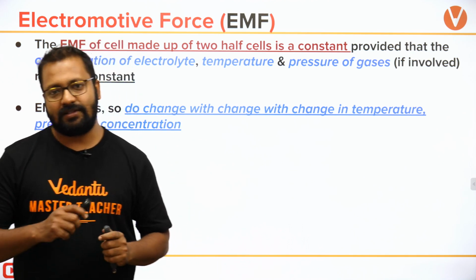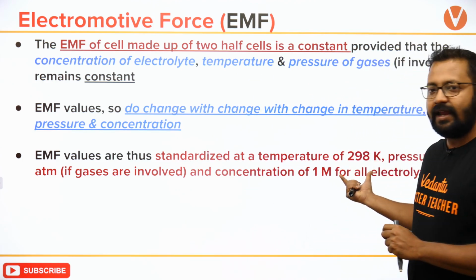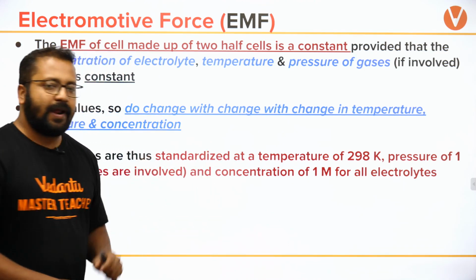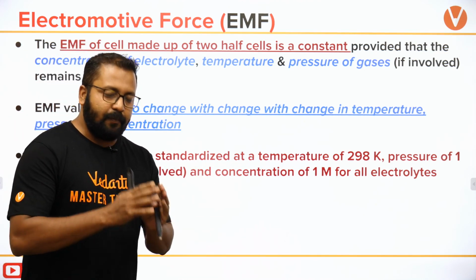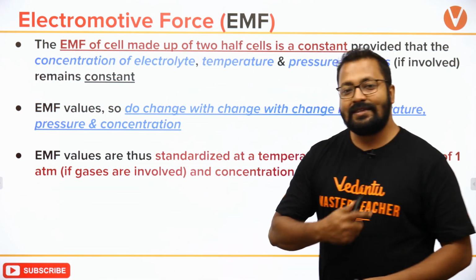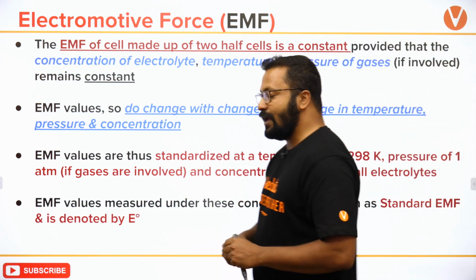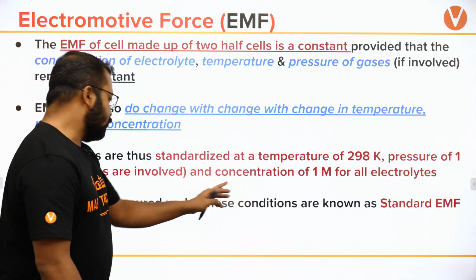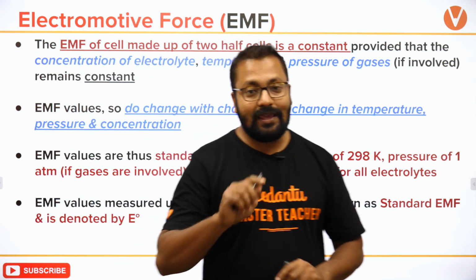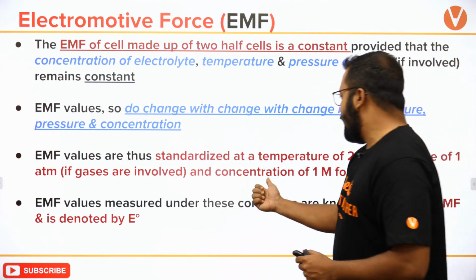We define standard condition like this: the temperature should be 298 Kelvin, concentration should be 1 molar for the electrolyte and the pressure should be 1 atmosphere. If I make a measurement of the EMF, we will call it standard EMF. EMF values measured under these conditions are known as standard EMF and it is denoted by E naught. Remember this. E naught written means temperature 298, pressure 1 and concentration is 1.